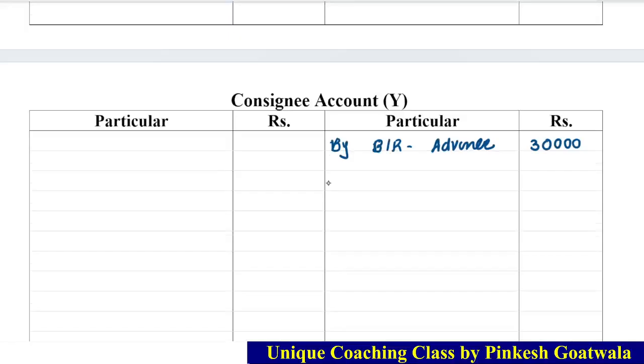So in the consignee account, on the credit side, consignment expense. Okay, total 5,795.